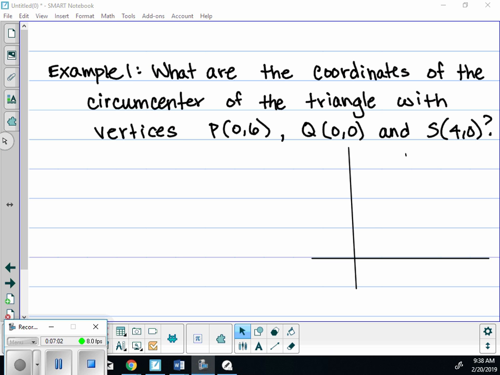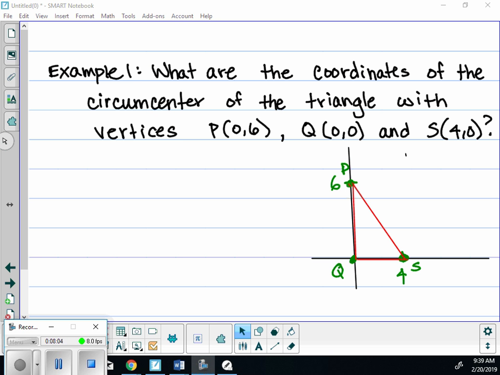What are the coordinates of the circumcenter of the triangle with vertices at point P (0, 6), Q (0, 0), S (4, 0)? So Q is at (0, 0), P is at (0, 6), and S is at (4, 0). Just kind of a little sketch. And the reason it'll work for us is because it's nice even numbers and a nice right triangle. If this was not a right triangle, this would be a lot more difficult.